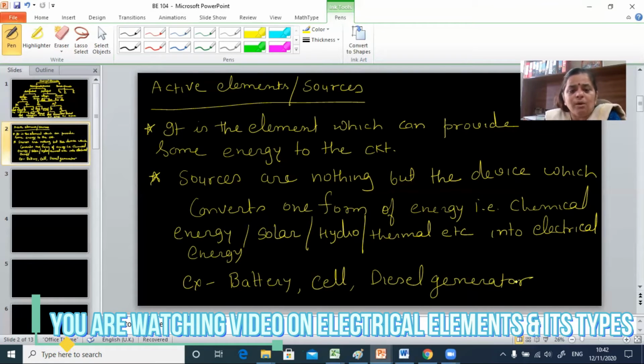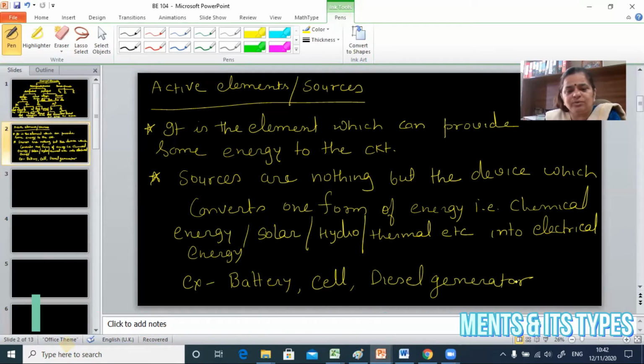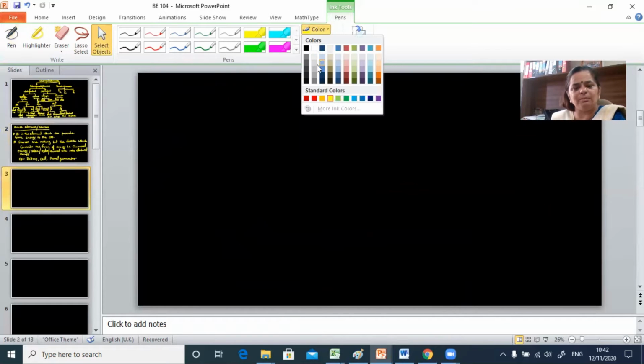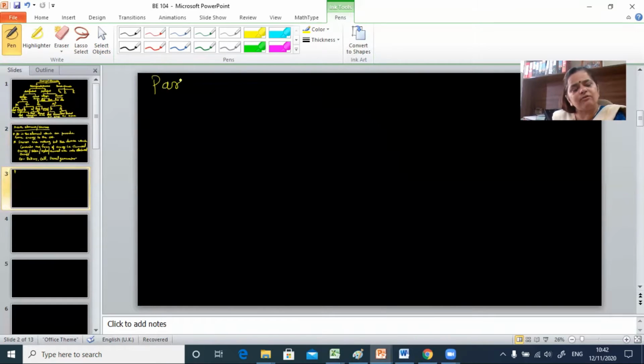Now, as you can see here, I have mentioned one term, that is circuit. So what is a circuit? A circuit is nothing but the connection, the interconnection of electrical elements through which a current can flow.